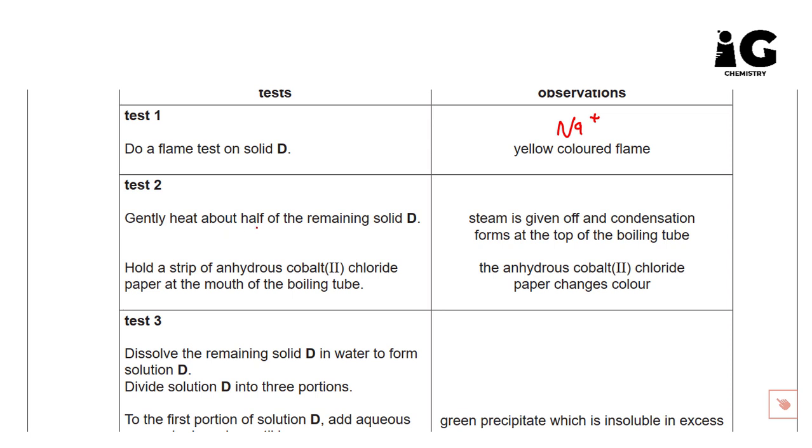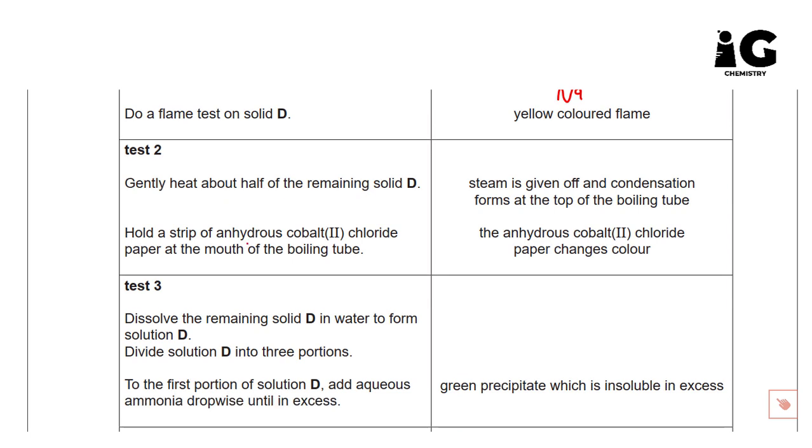Test 2: gently heat about half of the remaining solid D. Hold a strip of anhydrous cobalt(II) chloride. You know this substance, anhydrous cobalt(II) chloride, is used as a test for pure water. Remember, this is a test for pure water. If there is water, the color goes from blue to pink. This is a test you have to memorize. And here steam is given off and condensation forms at the top of the boiling tube. The anhydrous cobalt(II) chloride paper changes color. It goes from blue to pink, so it means there is water.